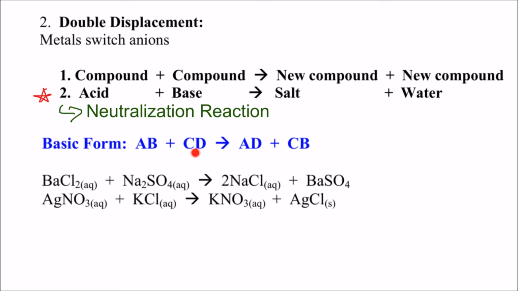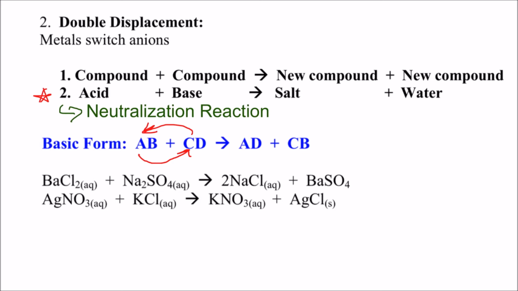Okay, so here's another basic form. We've got AB plus CD, and what's going to happen here is the cations are going to switch spots with each other. Okay, so the element A is now going to partner up with D, as you see here, and element C is going to partner up with B, as you can see here. Okay, so here's some examples. We've got barium chloride plus sodium sulfate. So the barium and the sodium are going to switch spots with each other, and that means that sodium is going to partner up with chlorine, and then we've got barium that's going to partner up with the sulfate ion.